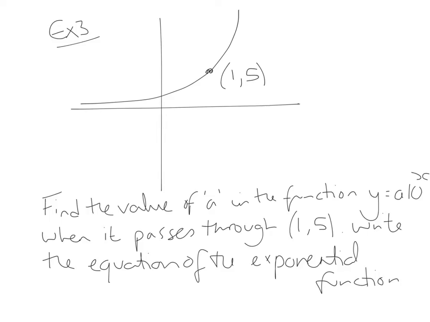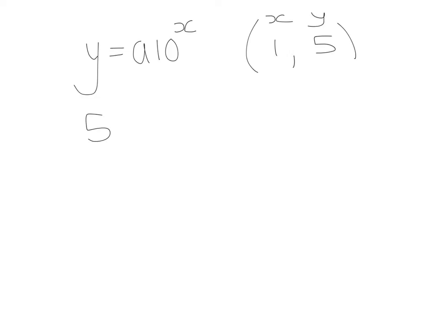Example 3, we're asked to find the value of a again, but this time our function is y is equal to a times 10 to the x, so our base is 10 in this case, when it passes through the point (1, 5), and again write the equation of the exponential function. So our function was y is equal to a times 10 to the x, and our point was (1, 5). So x is 1, y is 5, 5 is equal to a times 10 to the 1.